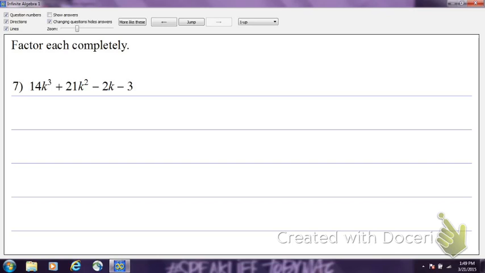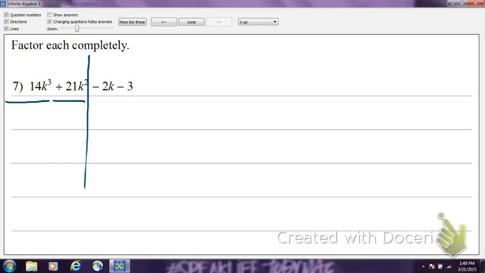But since there's nothing that goes into all of them, I'm going to go ahead and look at this kind of like an advanced factoring. So since it's 4 terms, the most logical thing to do is to go ahead and split it down the middle. And I probably don't have to go that far with that line.